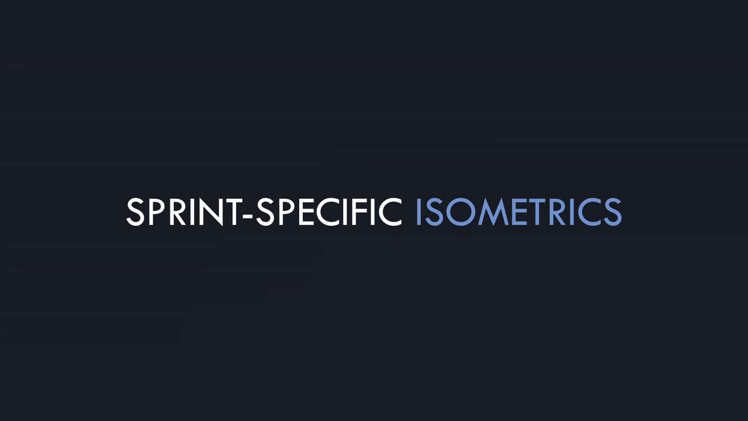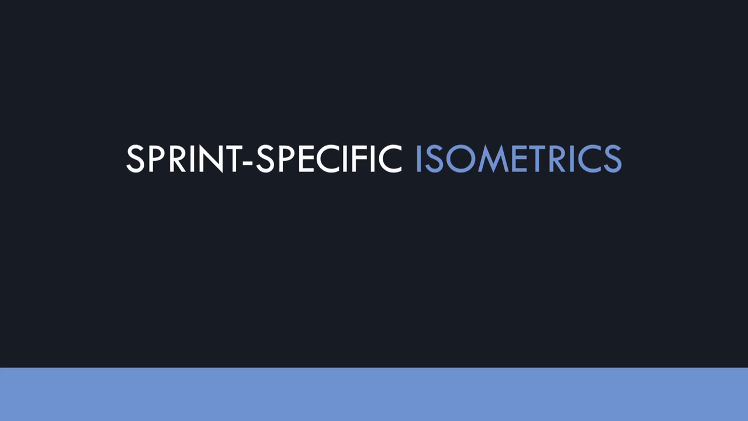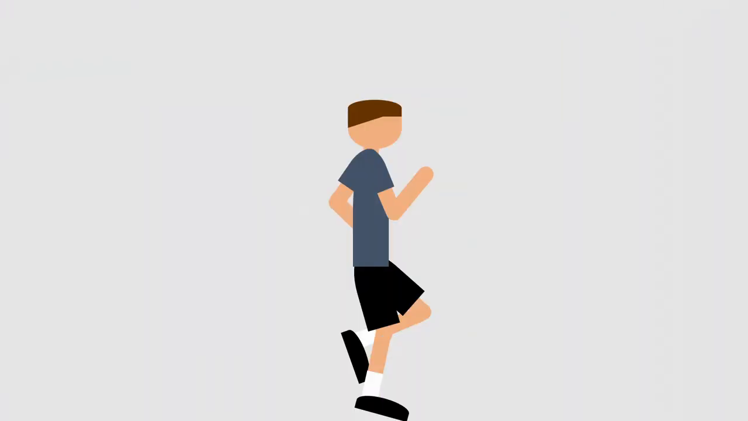Let's now have a look at how isometric strength training can be trained specifically for sprinting. If we have a look at when an athlete's foot contacts the ground at top speed, we can replicate the positions of the joints using isometric exercises. The first joint involved during ground contact is the ankle. The ankle is generally in slight plantar flexion during ground contact, meaning that the foot is slightly pointed down from 90 degrees. So when implementing isometrics for the ankle, we want to replicate this position.